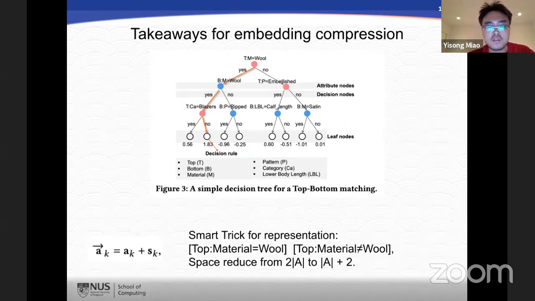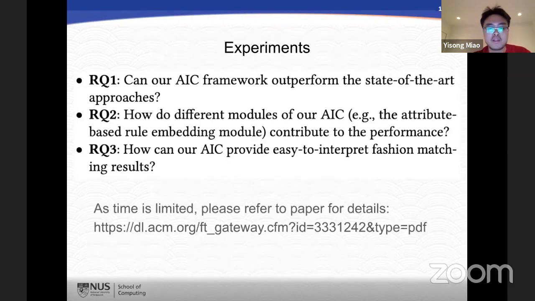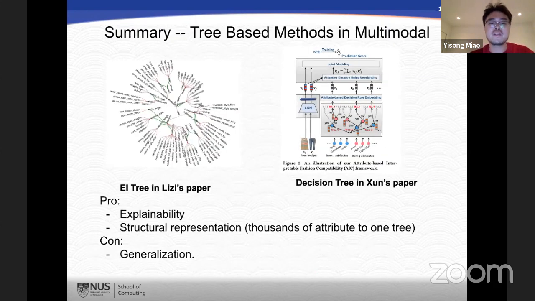Okay, so let's come to their experiments. They also use three research questions to guide their experiments. I refer you guys to their original paper for more details. So let's come to our key takeaways for my talk here. This is the last page of my slides.